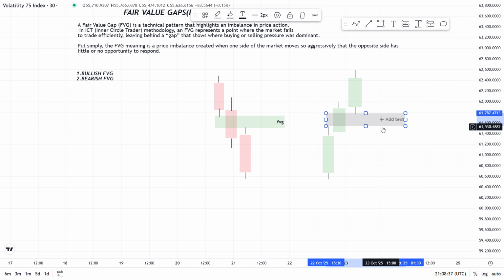Now, there are other technicalities that come along with identifying fair value gaps, and I'll be talking more of this in the inner circle community.